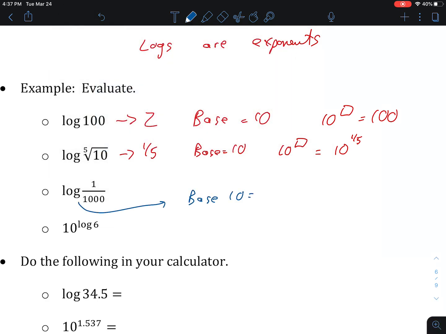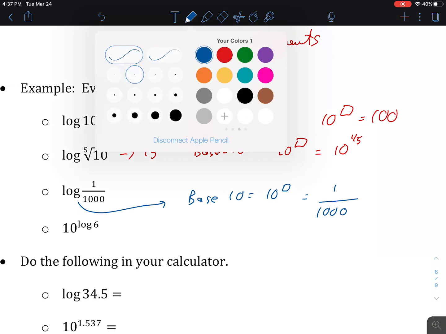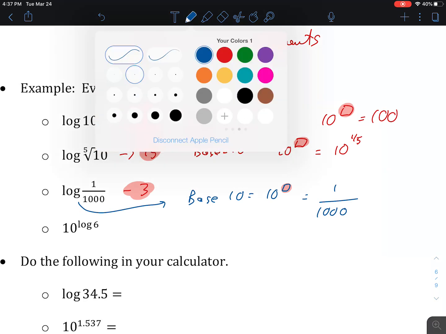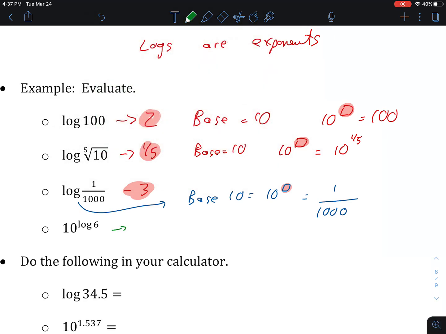Same thing, log, I don't see a base, so we assume the base is 10. 10 raised to the what is going to give me 1/1000? Again, it's underneath, so I know my answer has to be negative. And 10 raised to the what would give me 1,000? That would be -3. So this 2 goes in there, that 1/5 goes in there, that -3 goes in there. Logs are the exponents.